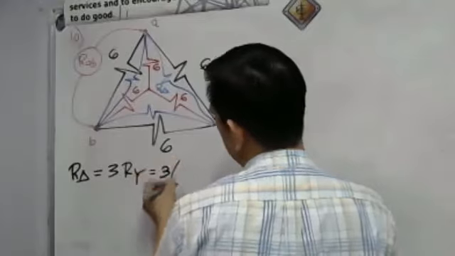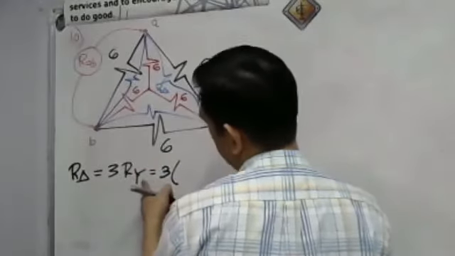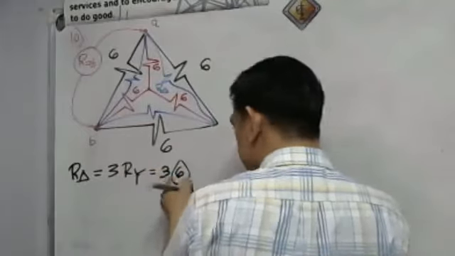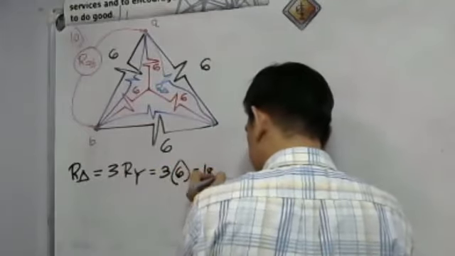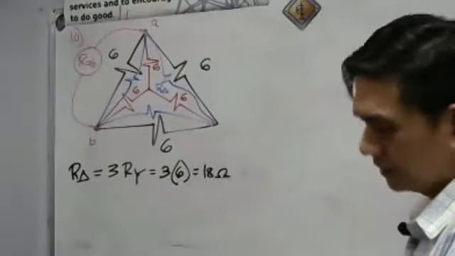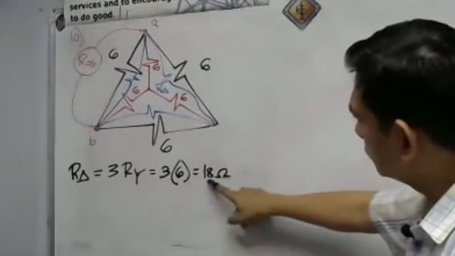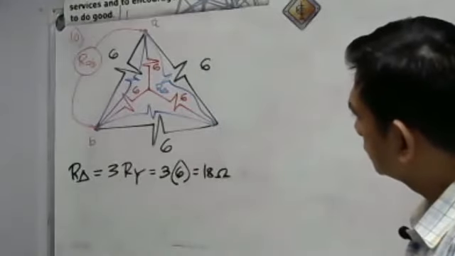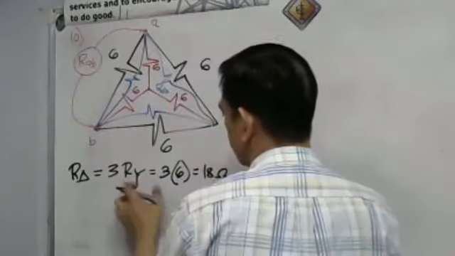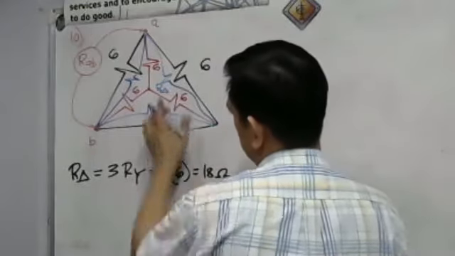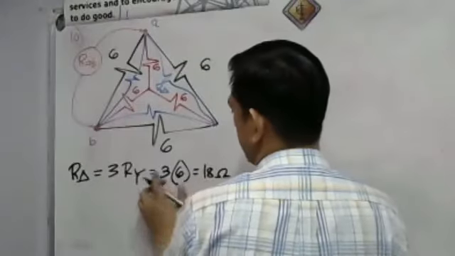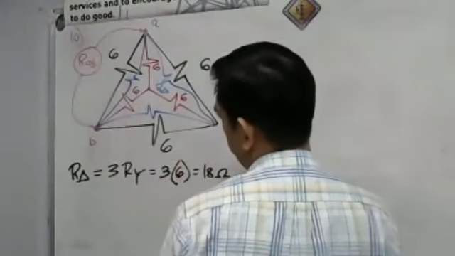So, 3 times Ry. Our Ry here is 6. 3 times 6, so that is 18 ohms. Okay? That is our R delta. That is our 18 ohms. So, just substitute. Our R delta, 3 times 6, which is 18.